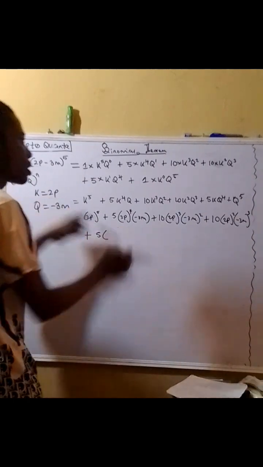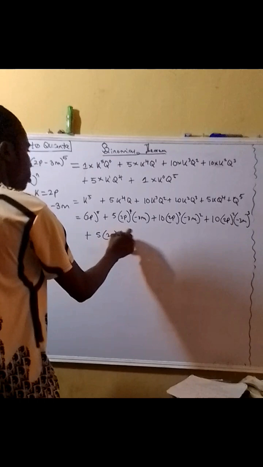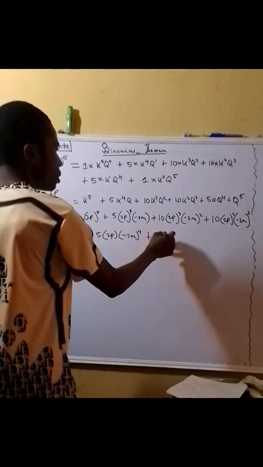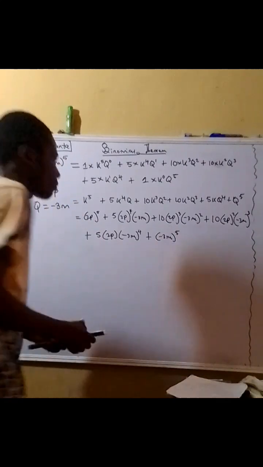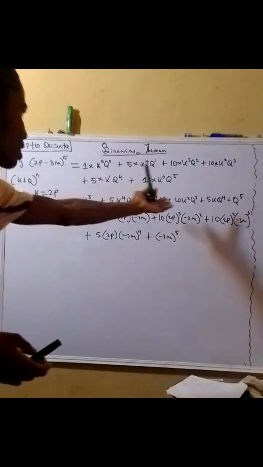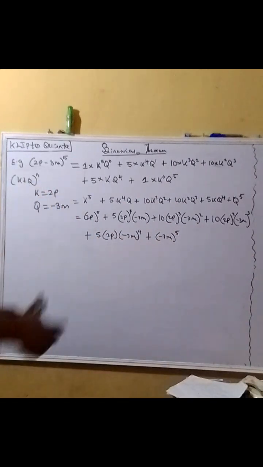Plus 5, 2p, then minus 3m raised to the power 4, plus minus 3m raised to the power 5. Hope you get what I'm saying. So this is how Pascal's triangle helps you also in that case. Express it first like this, then start inputting whatever you want to do, any crazy thing that is being given there.